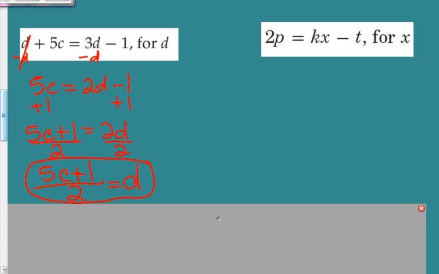Let's try that again, this time for x. Solving for x, I see a minus t right away. I'm going to bring that to the other side. I'm going to get rid of that minus t. Those are gone.